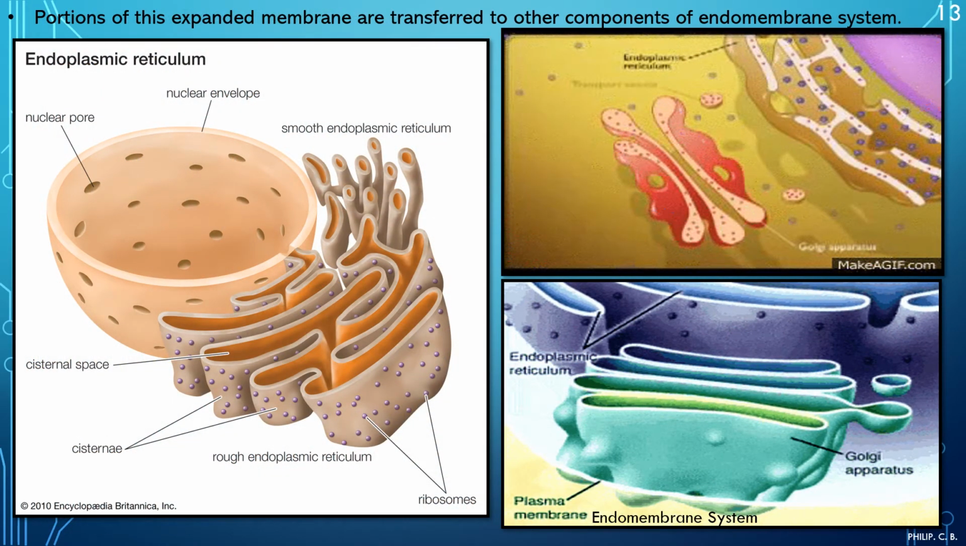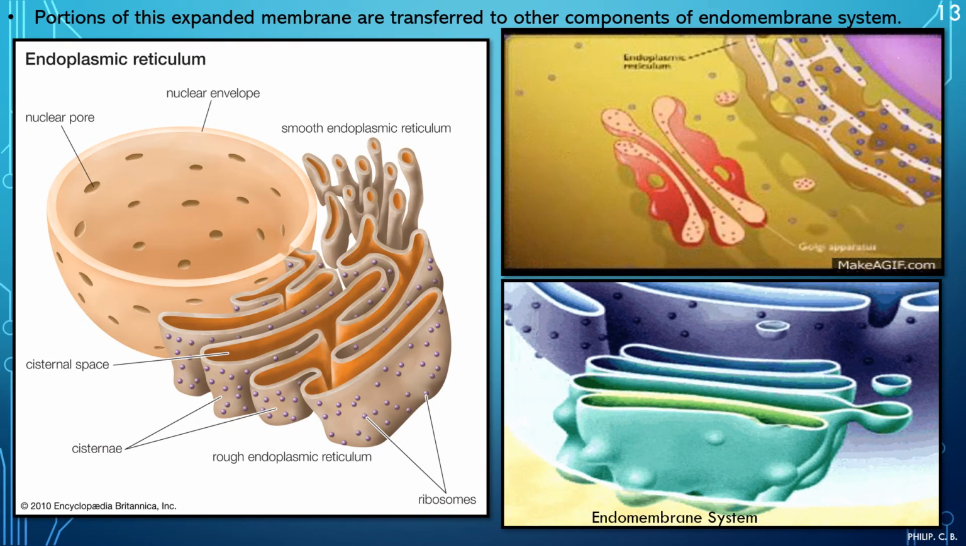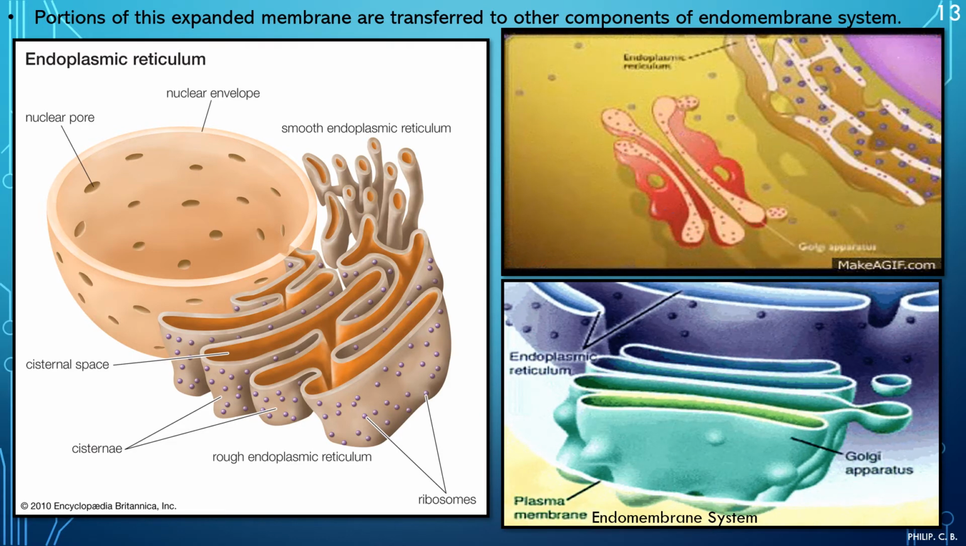Okay, now here you can see what we read. Portions of this expanded membrane are transferred to the other components of the endomembrane system. As we just read, all these vesicles are part of what is called the endomembrane system. Now first look at the left side.